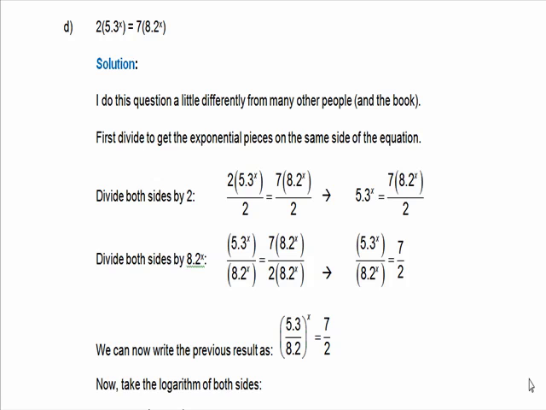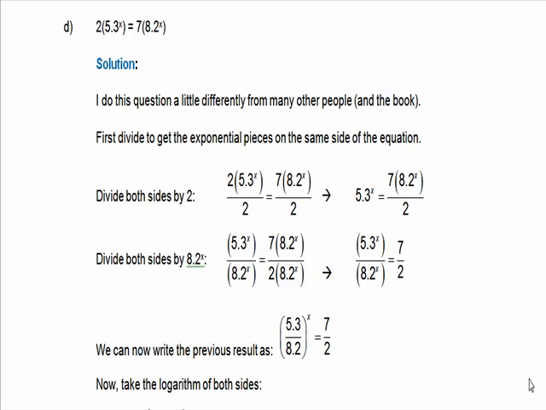So what that does is on the left side, that gives me 2 multiplied by 5.3 to the x all over 2. And on the right-hand side, that gives me 7 multiplied by 8.2 to the x all divided by 2. And when I do the division, the 2's will cancel, and I'll just have 5.3 to the x is equal to 7 times 8.2 to the x all over 2. Now I'm going to divide both sides by 8.2 to the x. So I'll get the exponentials on the left-hand side.